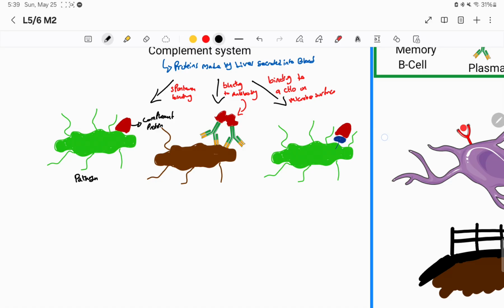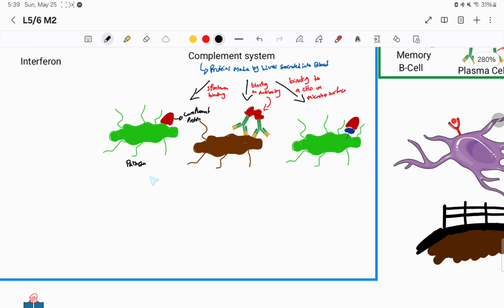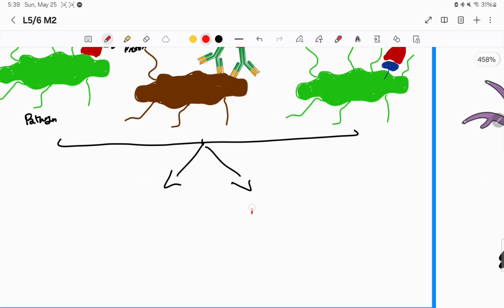Alrighty. Now, we talked about how they get activated, but what actually happens when the system gets activated? When the system gets activated, two things can occur. One is the formation of something called MAC, okay? So bear with me here. Let's draw a cell membrane, double bilayer, okay? Here's a cell membrane.